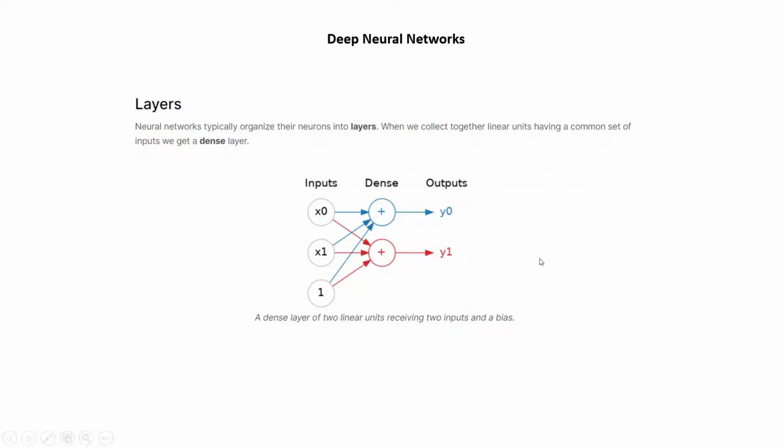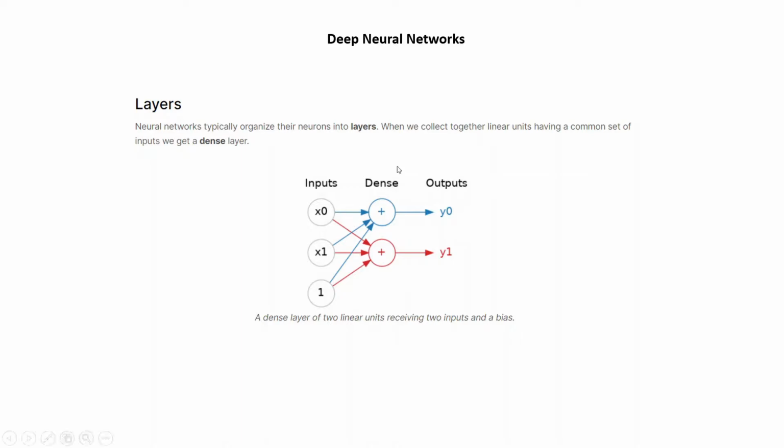This is a lecture on deep neural networks. Neural networks typically organize their neurons into layers. When we collect together linear units having a common set of inputs, we get a dense layer.